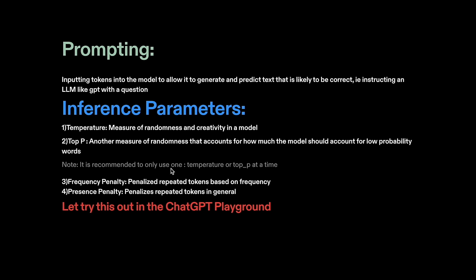Inference parameters are another technique that you can use to enhance the creativeness of the model. And we'll be trying this out in the ChatGPT playground, but these are the four parameters you can change. So these two basically make your outputs more random by changing a lot of things, like the window for the probable words to how much these low probability words are weighted. And frequency penalty and presence penalty are the other two inference parameters. And they basically make sure that your model doesn't output the same answer in the same style for every single identical question that you ask it. So now let's go ahead and try this out in the ChatGPT playground.